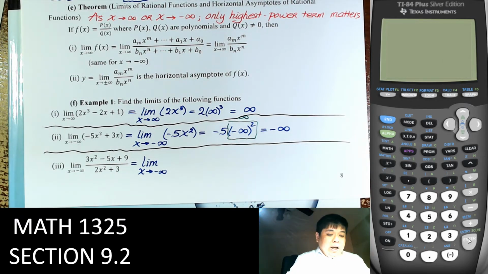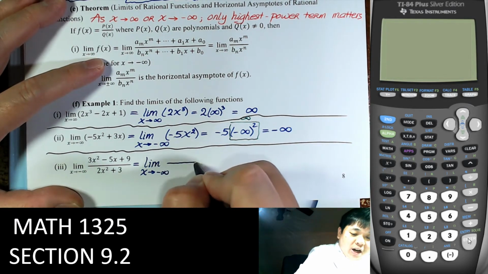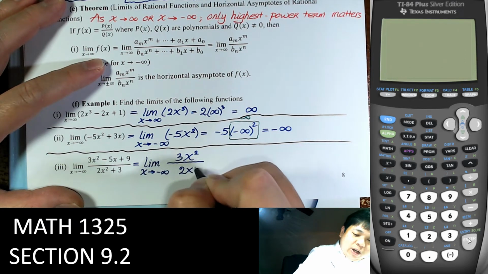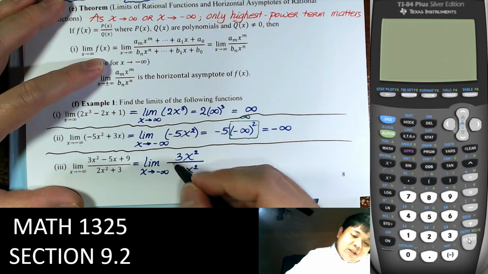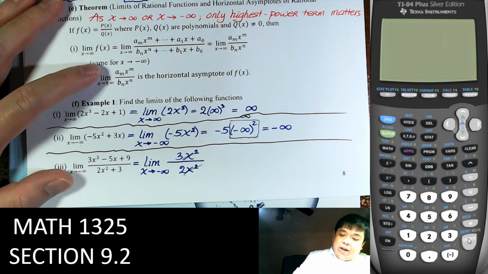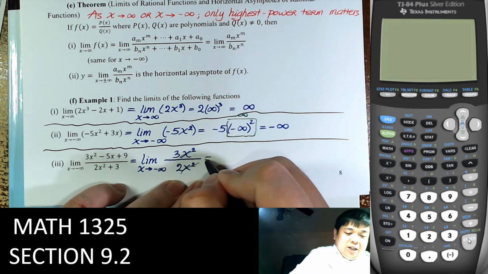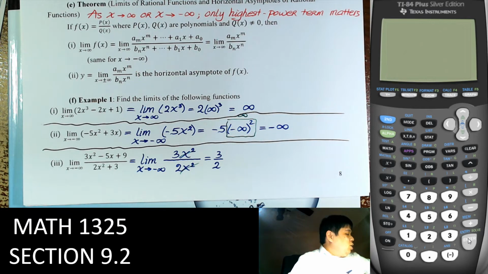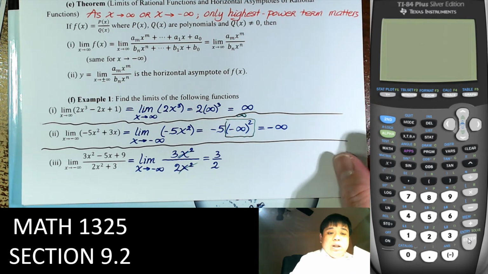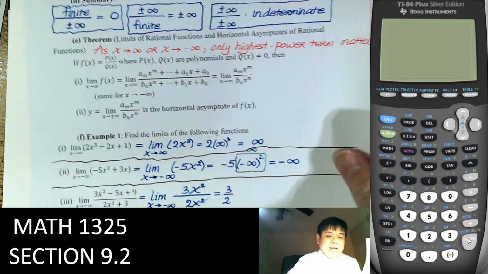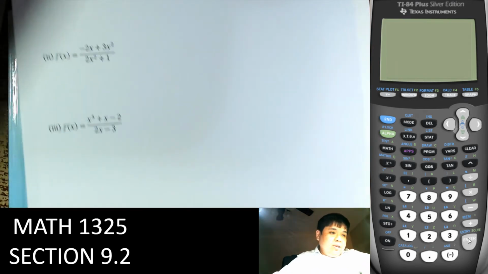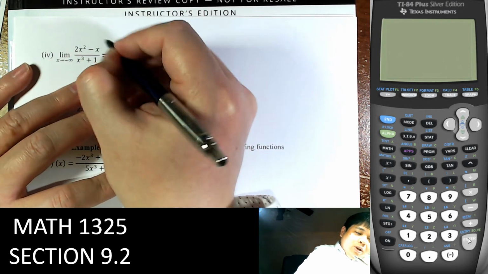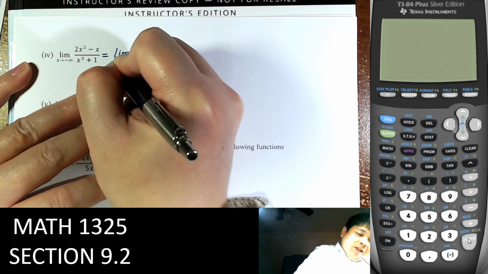For this, we just take the highest power term on the top, 3x squared, and the highest power term at the bottom, 2x squared, and we cancel out x squared and x squared. We have 3 over 2, so that will be the limit. So as x goes to infinity or negative infinity, only the highest power term matters. Let's take a look at this.